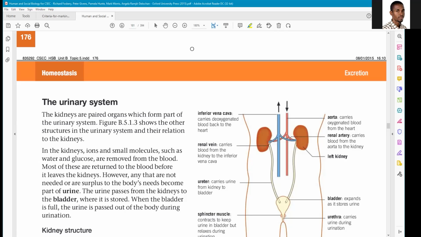The structure and function of the kidney, the structure and function of the skin. Try to get a better understanding of homeostasis, not homo. There's an E in it. Homeostasis.